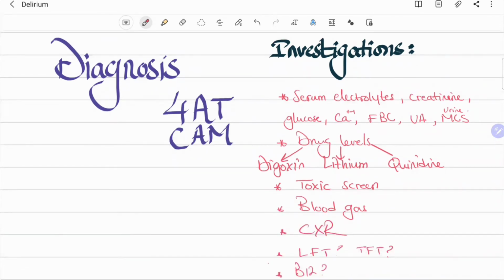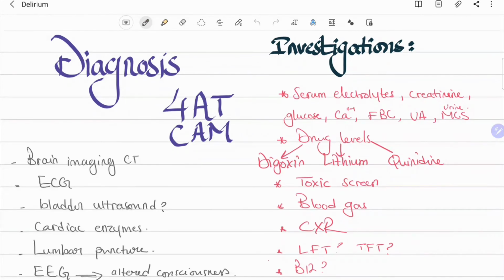Further testing, such as liver function tests, should be based upon the history and clinical examination. A report of slow cognitive decline over several months, for example, will increase the importance of evaluating thyroid function and vitamin B12 levels. Other investigations to consider can be a brain CT, ECG, bladder ultrasound, cardiac enzymes, lumbar puncture, and an EEG in cases of altered consciousness.